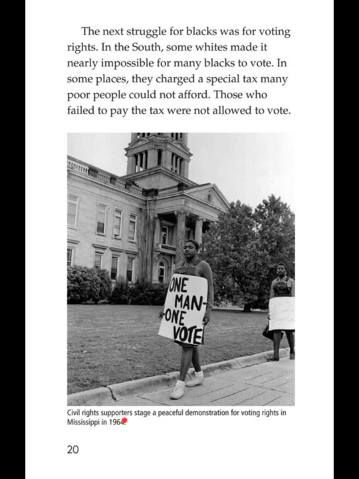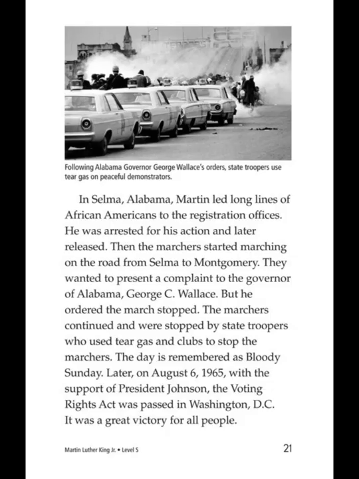Civil rights supporters staged a peaceful demonstration for voting rights in Mississippi in 1964. Following Alabama Governor George Wallace's orders, state troopers used tear gas on peaceful demonstrators. In Selma, Alabama, Martin led long lines of African Americans to the registration offices. He was arrested for his action and later released.